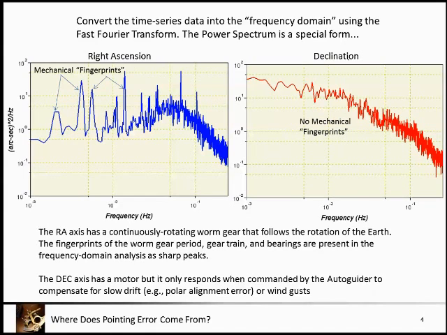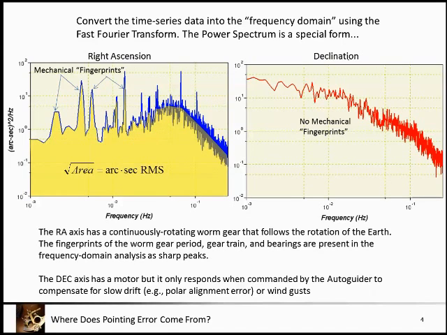Now, on the other side, we have the declination, and there are no mechanical fingerprints. As we noted, the declination motor should do very little work, and the better your polar alignment is, the less work the declination motor should have to do. At the very least, there's no periodicity, if you will, to the declination response, because that motor is not continuously operating. It simply operates on demand as required by the guiding system to keep the star pointed at the guide star. So we're not seeing any mechanical fingerprints in the declination axis, nor should we. So much of our focus here is going to be on the right ascension axis.